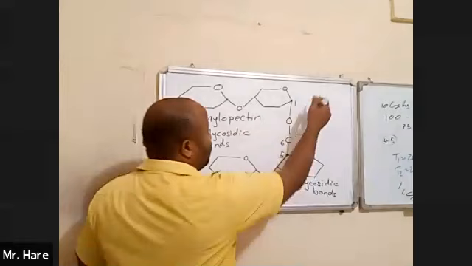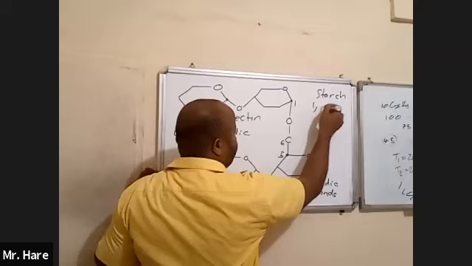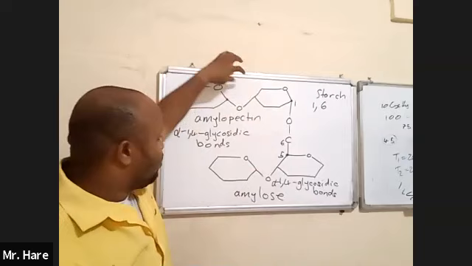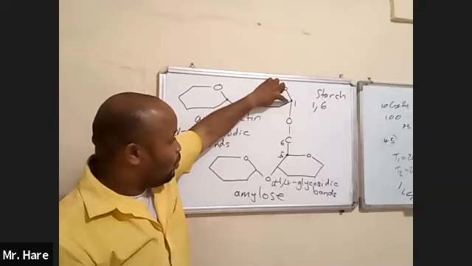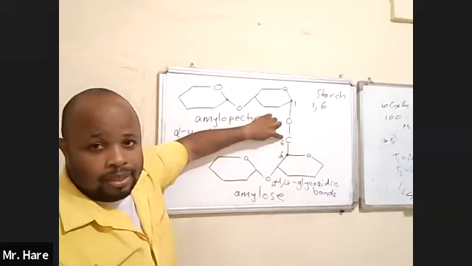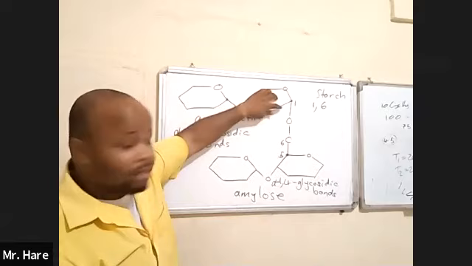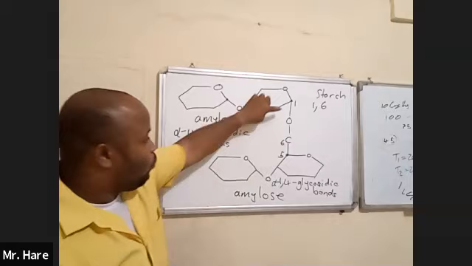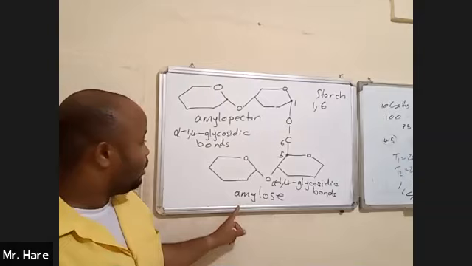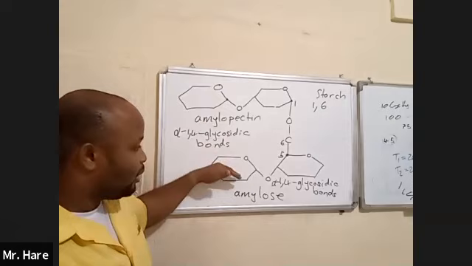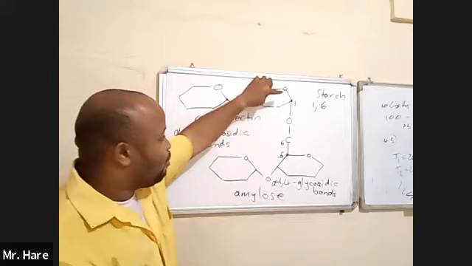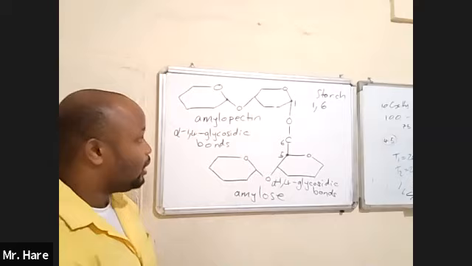The reason why it's 1,6: if you notice, this is carbon one, and it is bonded to carbon six. So it is carbon one of the polymer joined to carbon six of the next one. So for amylose and amylopectin, it's 1,4 within each of their individual chains, but when they are connecting to each other, it's carbon 1 and carbon 6. So in starch, you have 1,6 glycosidic bonds.